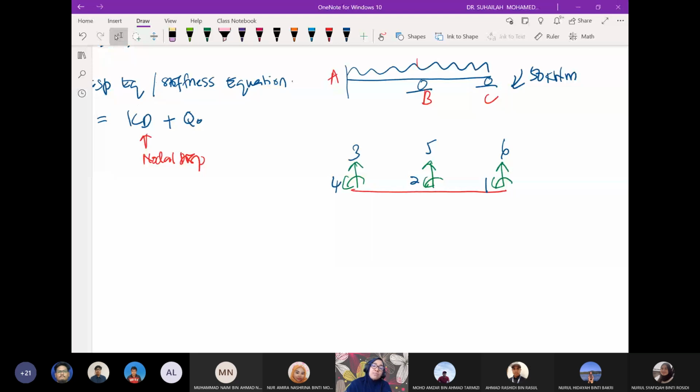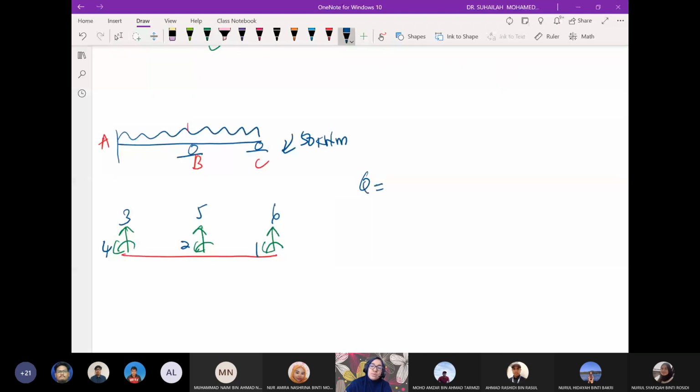In matrix form, we have to write Q is equal to, Q ni pun akan ada 6 value. 1, 2, 3, 4, 5, 6. And D also have D.